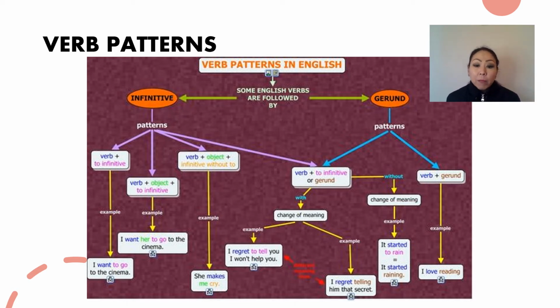Y también tenemos el verbo seguido del infinitivo o el gerundio, que cambia el significado, como I regret to tell you, I won't help you, me arrepiento de haberte dicho, o I regret telling him that secret. Yo me arrepiento de haberle dicho ese secreto. Eso es con el infinitivo. Cuando tenemos el gerundio, tenemos dos patrones diferentes, que es verbo seguido de gerundio o verbo seguido de infinitivo, ¿ok? Aquí también hay unos cambios en los significados, pero lo que nos tenemos que aprender es qué verbos van seguidos de qué cosa.